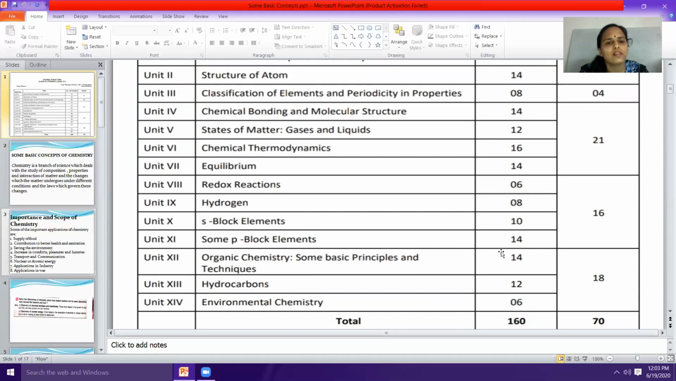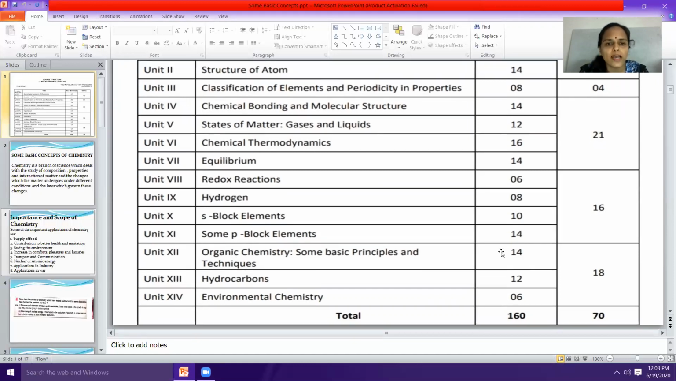Hydrogen is Unit 9. Unit 10, S block elements. Unit 11, some P block elements. Unit 12 is organic chemistry. Some basic principles and techniques you will study in organic portion. Unit 13 is hydrocarbons, and the last chapter, Unit 14, comprises of environmental chemistry.